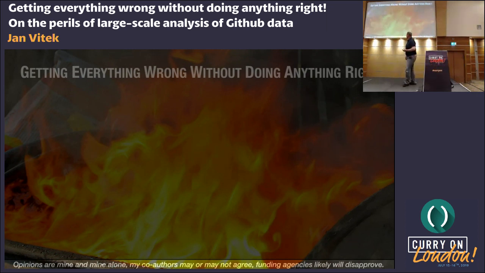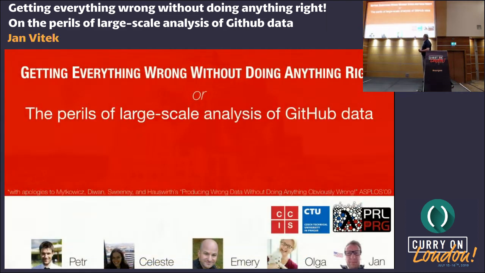The title of the work is an homage to a paper by Mitkowitz and Diwan, Sweeney and Hauswirth, called Producing Wrong Data Without Doing Anything Obviously Wrong. And if you haven't read that paper, you should. This is like one of the best papers in computer science. It makes you laugh, it makes you cry. So we'll try to do the same here.